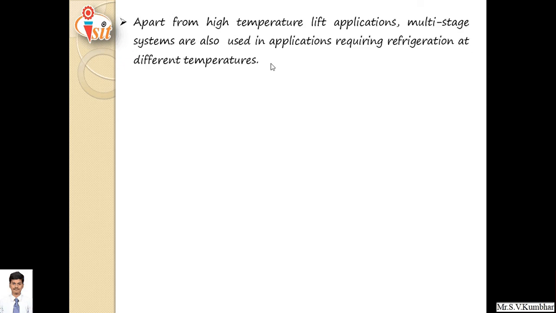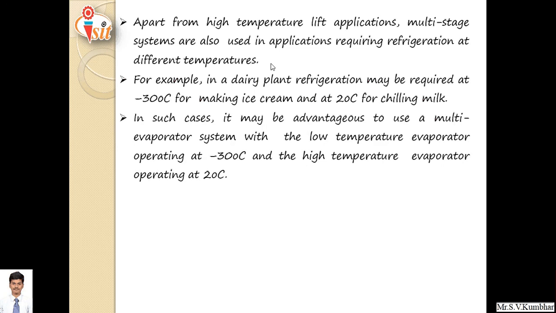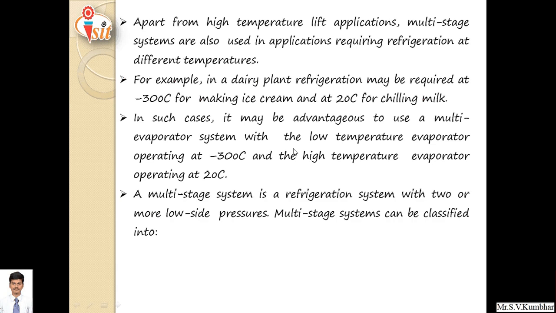Apart from high temperature lift applications, multi-stage systems are used in applications requiring refrigeration at different temperatures. We will take one example here. In a dairy plant, refrigeration may require minus 30 degrees centigrade for making ice cream and 2 degrees for chilling milk. In such cases, it may be advantageous to use a multi-evaporator system, one evaporator which is used for making ice cream and one evaporator which is used for chilling milk. So in such an application it will be very advantageous.